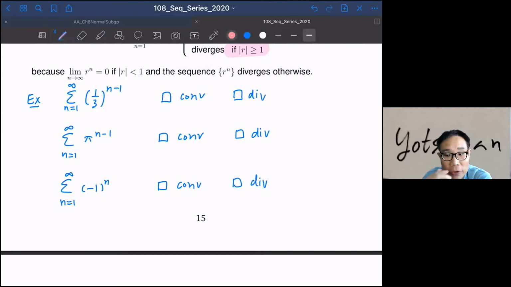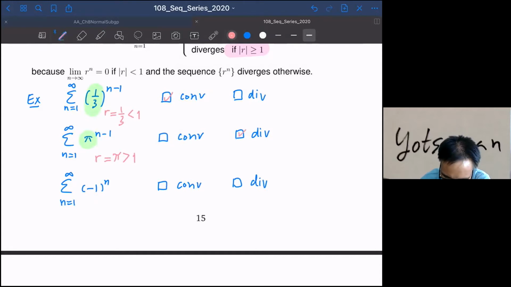So for this one, the thing that we're going to consider turns out to be what is R. For the first case, you would have R equal to 1/3. Okay, so R equal to 1/3 is less than 1, so it's going to be convergent. The second case, you have R equal to pi, which is more than 1, so it's going to turn out to be divergent.